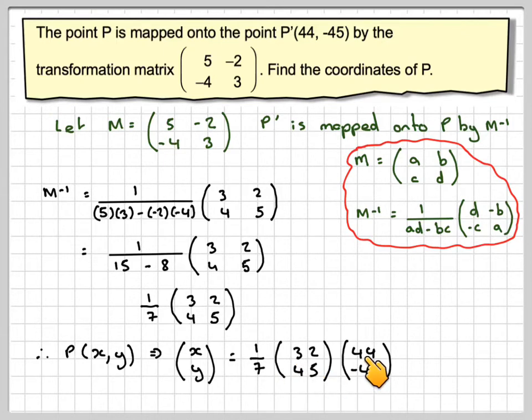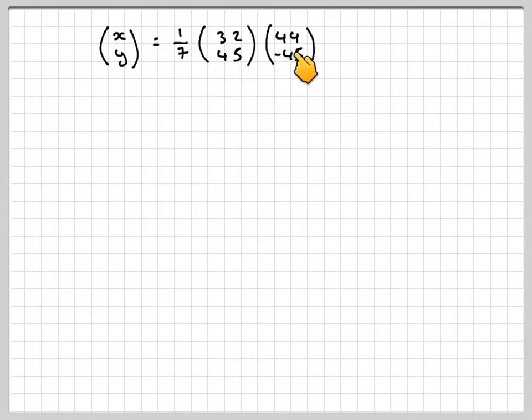Right, so my coordinates (x, y) will be equal to 1 over 7 of (3, 2; 4, 5) times my coordinates of the image, (44, -45). Writing that out again. You should leave the fraction to last, so we're going to multiply these first. Let me separate them a little bit so that you can see this is a 2 by 1 and this is a 2 by 2 matrix.